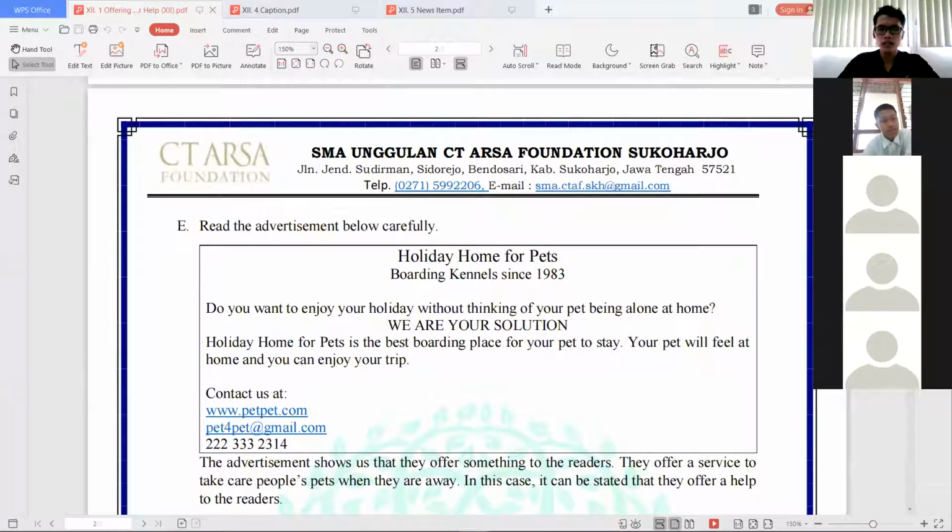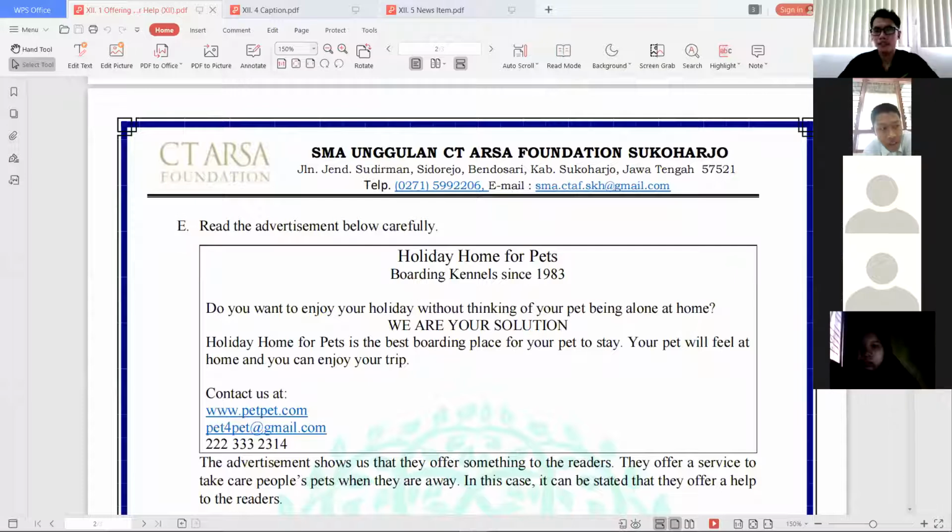See the advertisement here. Holiday Home for Pets, boarding kennels since 1983. Do you want to enjoy your holiday without thinking of your pet being alone at home? We are your solution. Holiday Home for Pet is the best boarding place for your pet to stay. Your pet will feel at home and you can enjoy your trip. Contact us at www.petpet.com, pet4pet@gmail.com.